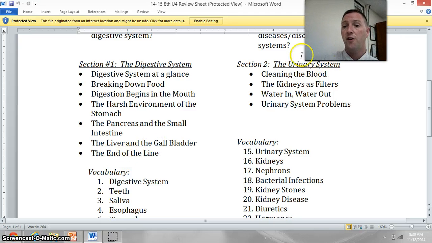Over here for the urinary system, you need to understand the main purpose is to clean the blood and maintain homeostasis. How does it do that? The main organ is the kidney. The functional unit of the kidney is the nephron, millions of nephrons in each kidney. Why are we doing this? We drink water and we lose water. We need to maintain that water balance. We do that through hormones that tell the kidney how much water to take out and how much water to leave in. And then we look at what happens when things don't work as they should.